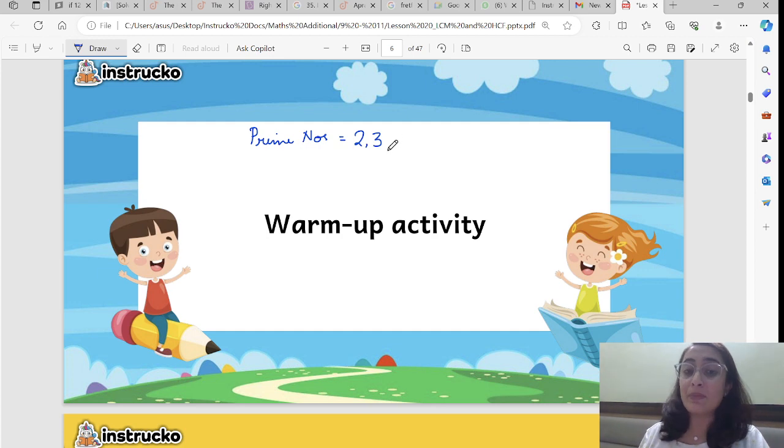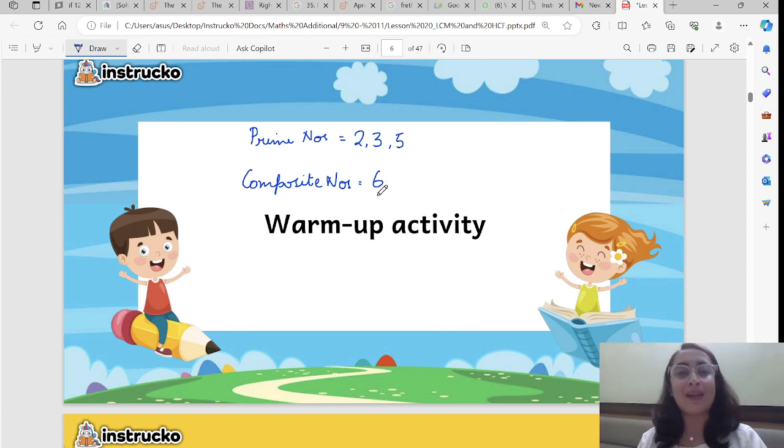3 is a prime number. 5 is a prime number. 6 is not a prime number. Why? Because 2 multiplied by 3 is 6. So 6 is divisible by 2 and 3, right? So that is why 6 is not a prime number. Prime numbers are the numbers which are not divisible by any other number. And all the remaining numbers are called composite numbers. So 6 is not a prime number, but it is a composite number. All the numbers that are not prime are called composite numbers.